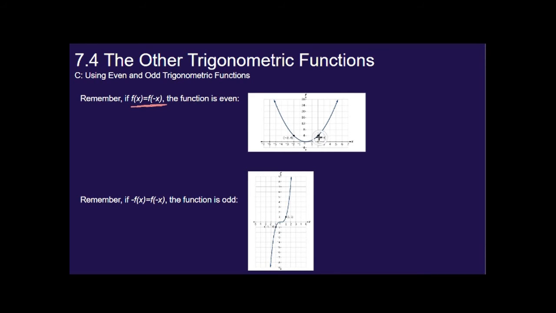If we plug in a positive 2, we get 4. If we plug in a negative 2, we also get 4. So remember, you can test whether a function is even or odd with this. If this is true, then it is even. Also, if there's a reflection across the y-axis, then you know that it is even. Okay. Remember, if you plug in that negative x and the whole thing becomes negative, negative f of x is equal to f of negative x, then the function is odd.